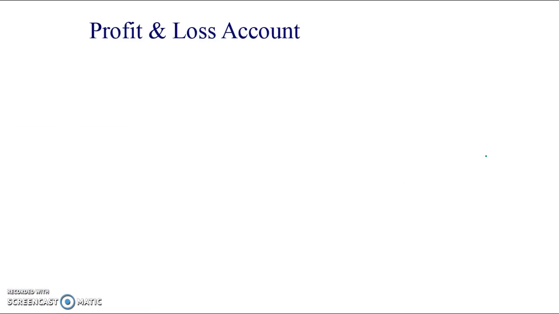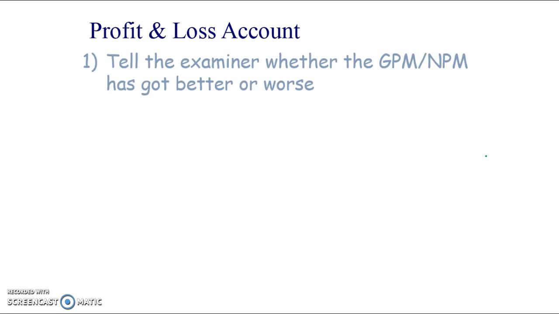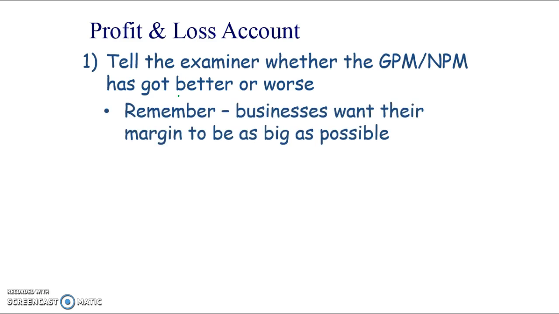So usually after a question like that, they're going to ask you to interpret it, and my students are all really good at doing this because they know, first of all, they need to tell the examiner whether the gross profit margin or net profit margin, whichever one you're looking at, has got better or it's got worse. So they always make a statement: gross profit margin has improved or net profit margin has deteriorated, meaning got worse. Now remember that businesses want their margin to be as big as possible, as high as possible. So if it's decreased, it means it's got worse.